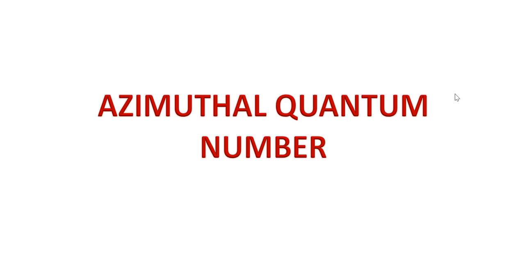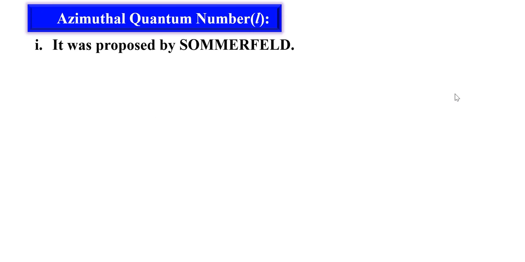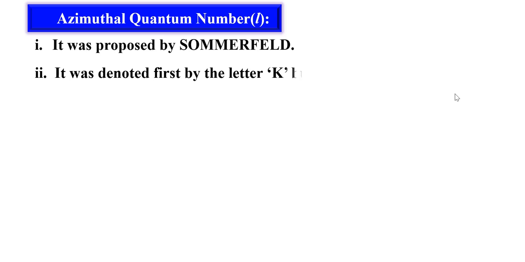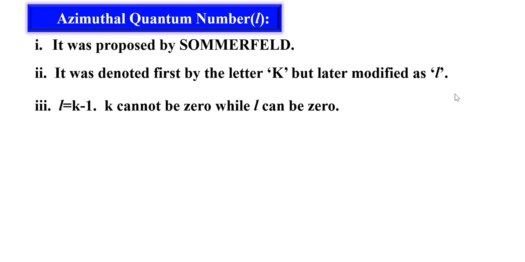Next, the azimuthal quantum number. The azimuthal quantum number is shown by L. It was proposed by Sommerfeld. It was denoted first by the letter K but later modified to L. The L values are up to K minus 1. K cannot be 0 while L can be 0. What is the difference between K and L?